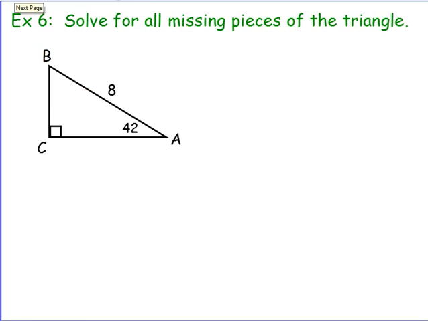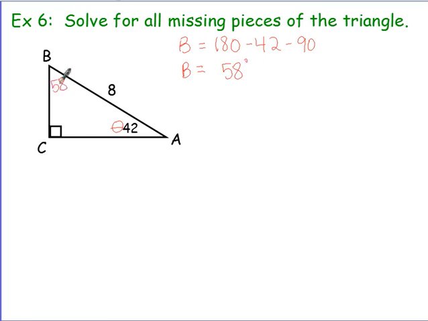Pause the video. Try this one on your own. Okay, so let's see how you did. We know this is theta. Hopefully the first thing you found was this missing angle B. So B equals 180, take away 42, take away 90. So B ends up being 58 degrees.